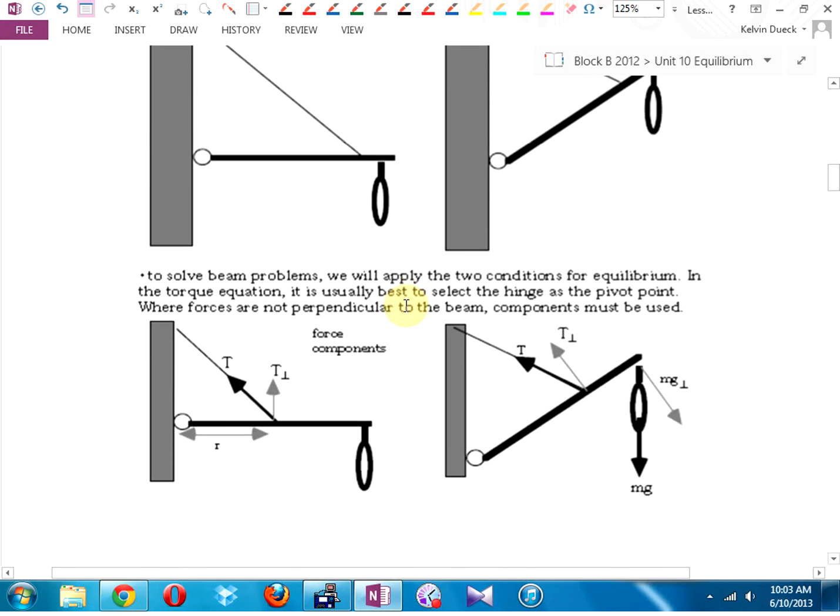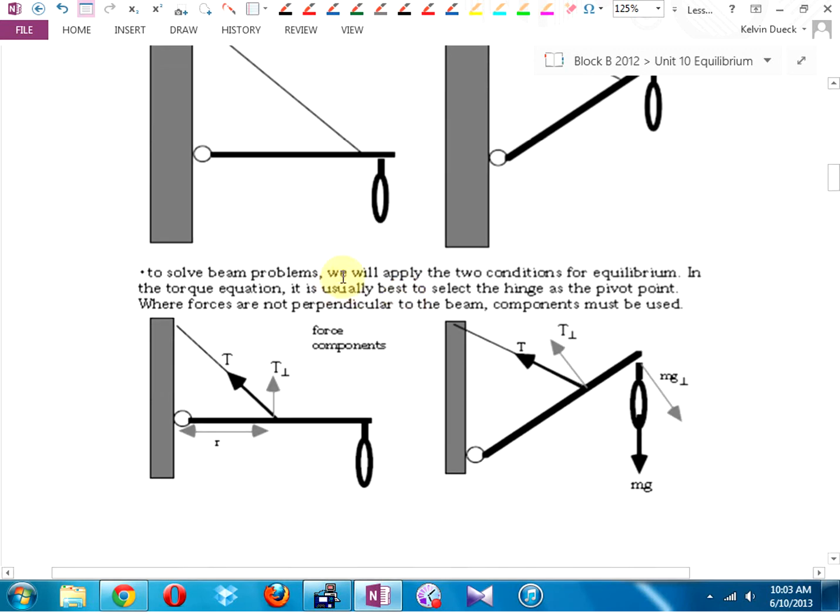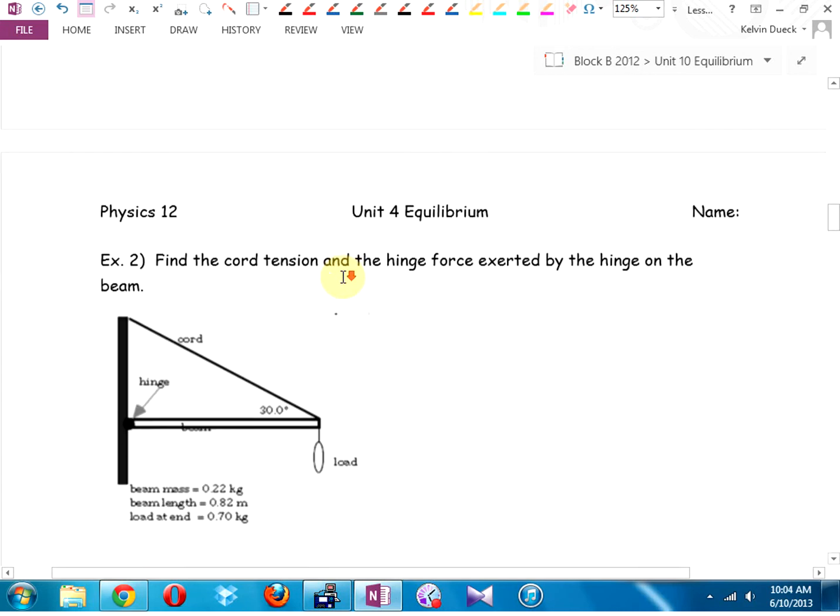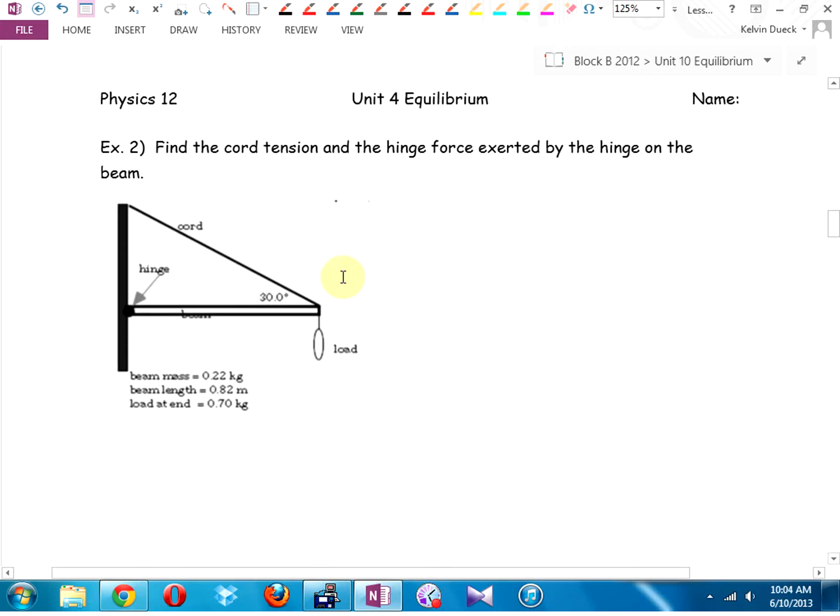So to solve them, we're going to apply the 2 conditions for equilibrium. We're going to say the sum of the forces is 0, the sum of the torques is 0, and we will usually put our pivot point right by the hinge that's mounted to the wall. As an example, look at example 2 on the next page.